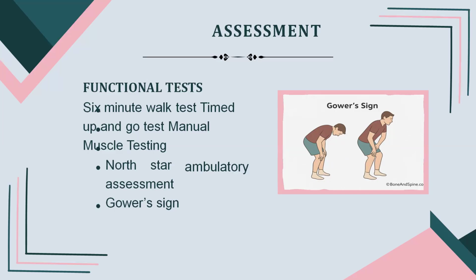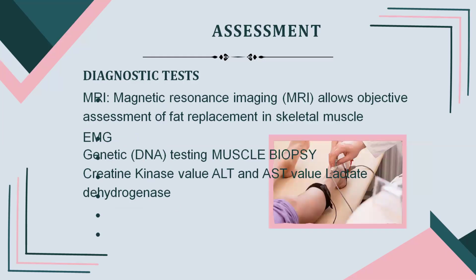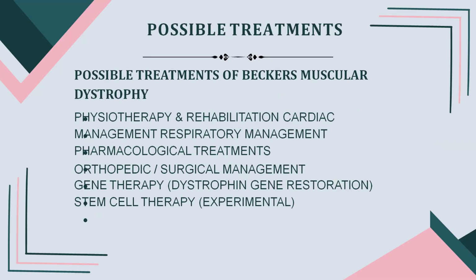Assessment tools and prognosis. Clinical assessment tools included for Becker's muscular dystrophy: 6-minute walk test, timed up and go test, manual muscle testing, and North Star ambulatory assessment. Diagnostic evaluations such as EMG, genetic testing, MRI, and CK levels helped confirm the dystrophic pattern. The prognosis is favorable with early physiotherapy, consistent rehabilitation, and patient adherence.